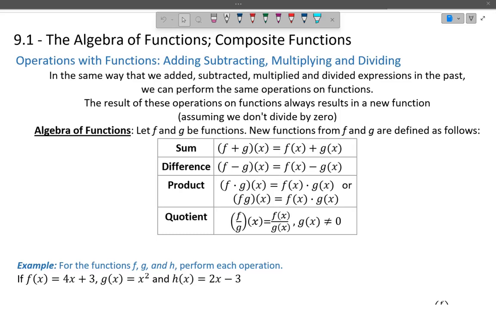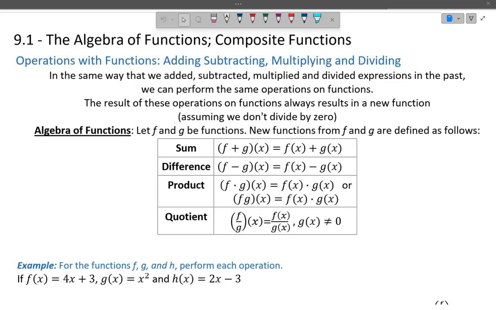Moving into our last chapter, we're going to start with the algebra of functions as well as composite functions. The algebra of functions is just operations with functions, and we've actually been doing this all year. We're just looking at a different notation now. So we're going to be adding, subtracting, multiplying, and dividing functions. We just have a slightly different notation where for the sum, difference, product, and quotient, we have the operation indicated within a parentheses with f and g or whatever the function letters may be.